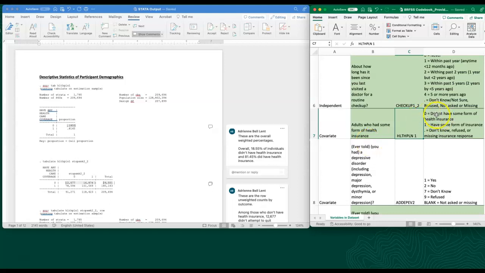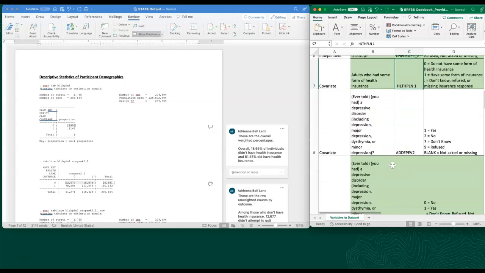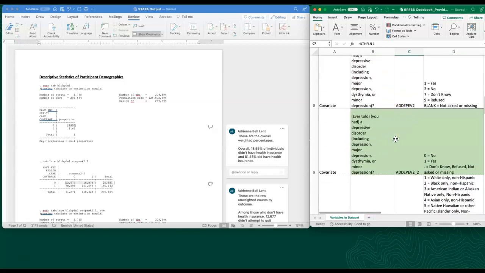The zeros are coded as those who don't have any health insurance, and the ones are coded as those who do have health insurance. So you'll see here, this is the variable name, and when you look at the results here, you'll see the zeros are right here. Those are people that don't have health insurance, and the ones are people that do have health insurance. So all of the variables in this Word document, you can find them in this Excel document in terms of what they actually mean, and then also what the coding means.